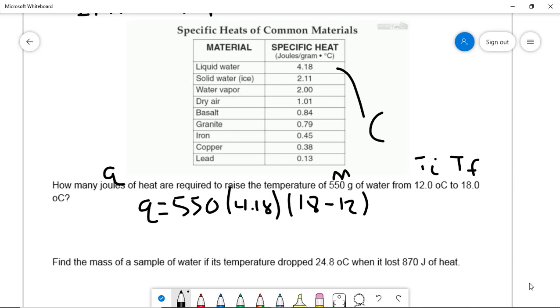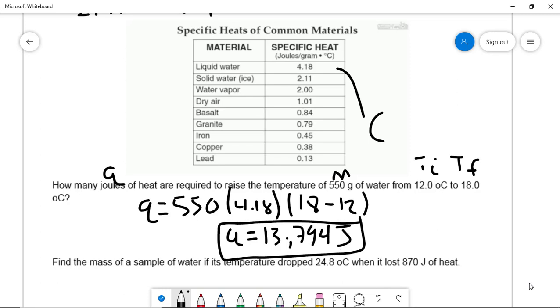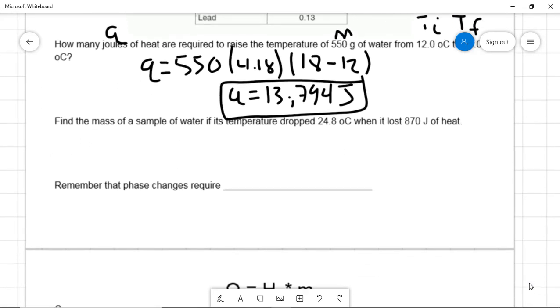You are going to get relatively large numbers here. A lot of times we'd put these into kilojoules, but I'm not a huge stickler on that at the moment. So this is 13,794 joules. A lot of energy going into that. Pretty straightforward on how to do that. Just read these questions very carefully, and you guys should have no problem with that.